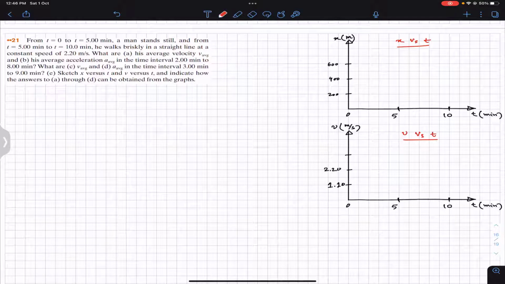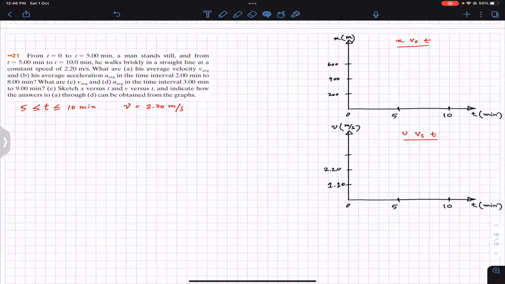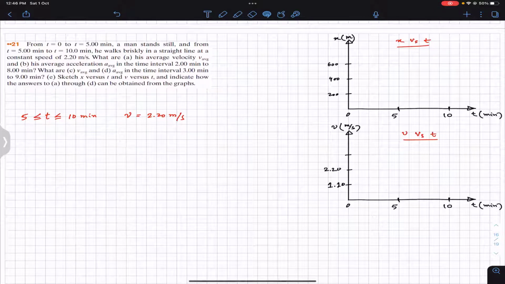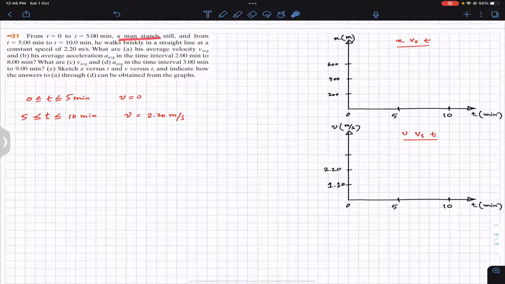So let me write that for t greater than or equal to 5 minutes and less than or equal to 10 minutes, the velocity is 2.20 meters per second. And before 5 minutes, for t greater than or equal to 0 and less than or equal to 5 minutes, the velocity is 0, since the man stands still. So the velocity is 0, and then from this the velocity is 2.20 meters per second.